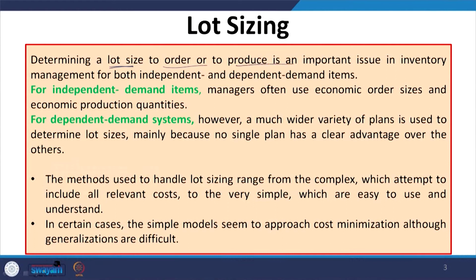Determining a lot size to order or to produce is an important issue in inventory management for both independent and dependent demand items. For independent demand items, as we have already discussed, managers often use EOQ or EPQ types of decisions. These models we have already studied. For dependent demand systems, a much wider variety of plans are available, mainly because no single plan has a clear advantage over the others.